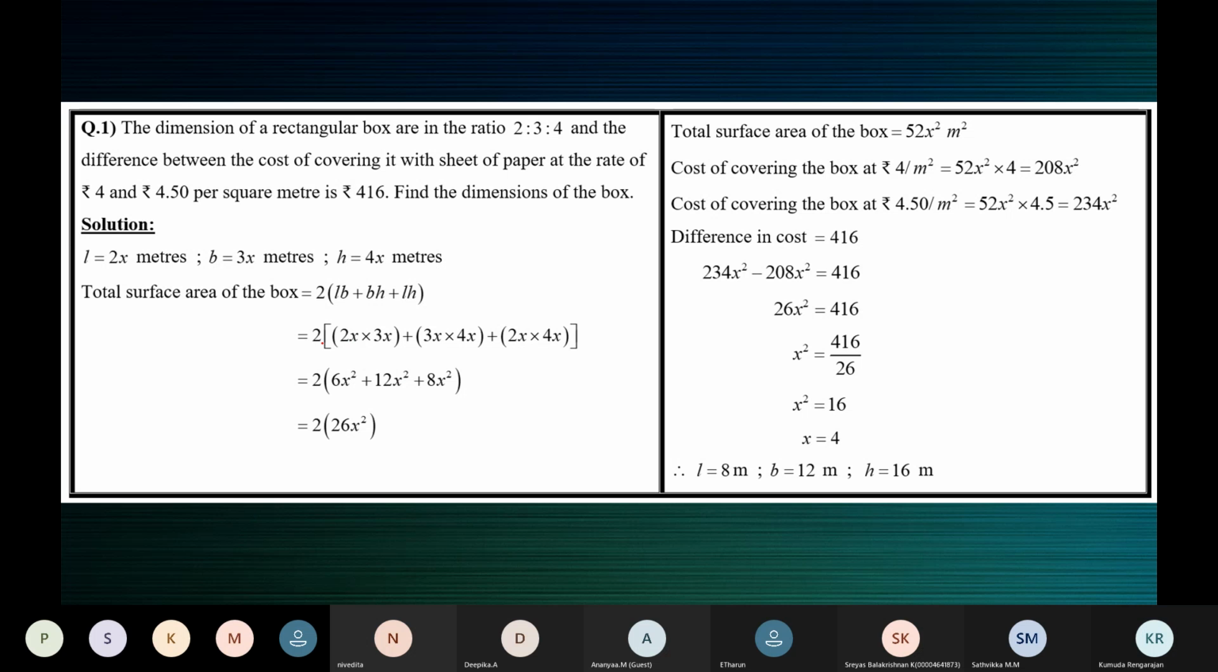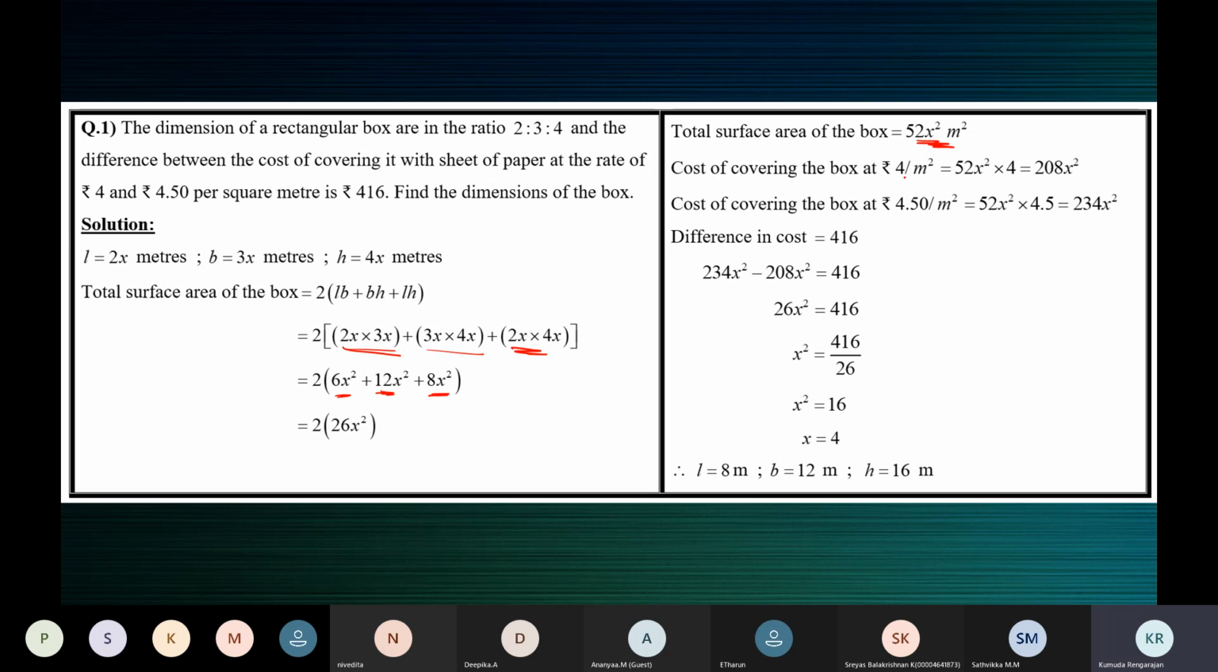Yeah. So the TSA of the box is, we have to be careful here. 2 of LB, L into B, 2x into 3x, 6x squared. 3x into 4x, 12x squared. 2x into 4x, 8x squared. Be careful while calculating here. And when you add all this, it's 26x squared. 2 into 26x squared, 52x squared. This is the TSA of the box.